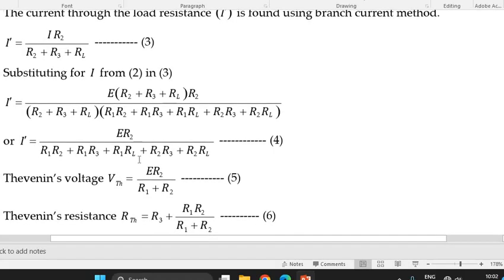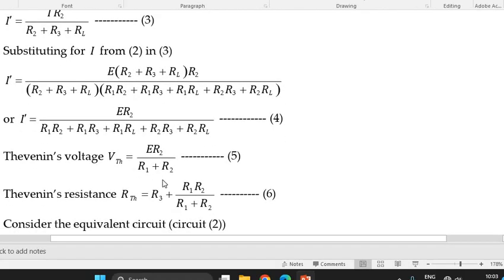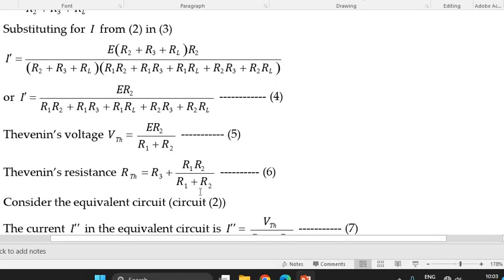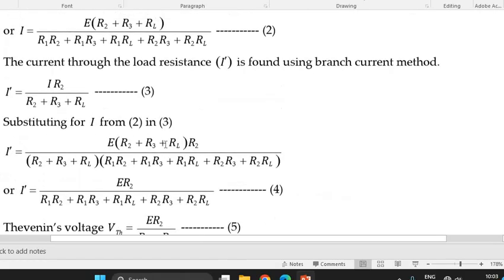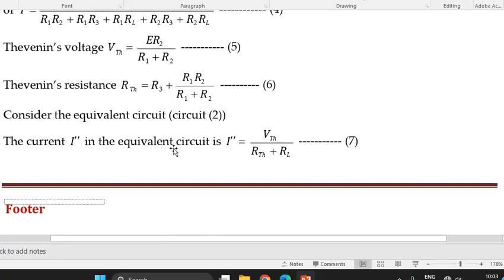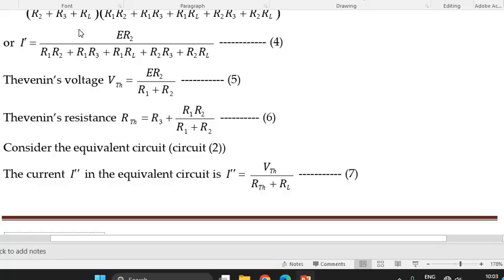Therefore, Thevenin's voltage V Thevenin is equal to E R2 divided by R1 plus R2. This is equation number 5. Therefore, Thevenin's resistance R Thevenin is equal to R3 plus R1 R2 divided by R1 plus R2. This is equation number 6. Consider the equivalent circuit, second diagram, circuit 2. The current I double dash in the equivalent circuit is I double dash is equal to V Thevenin divided by R Thevenin plus RL.